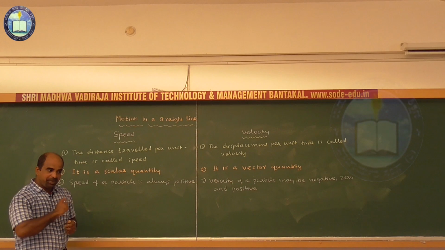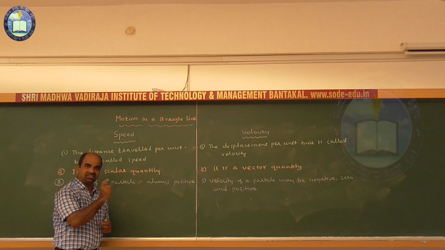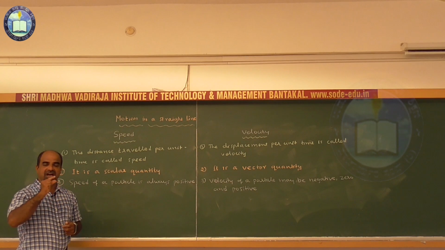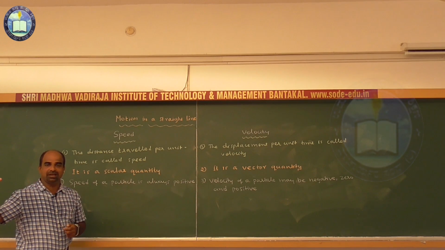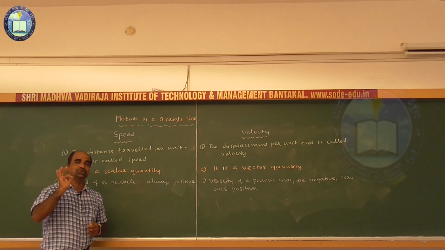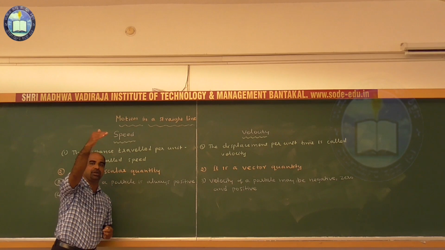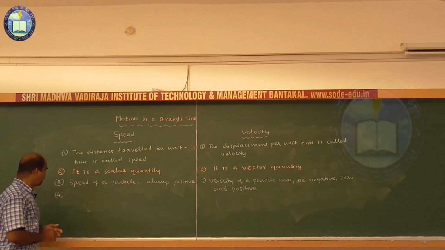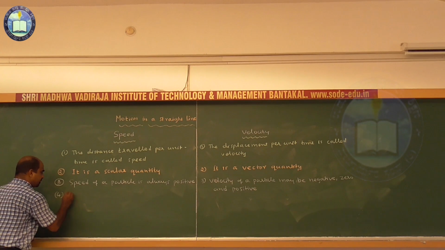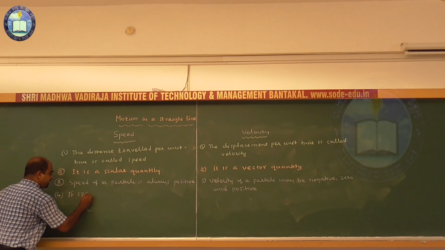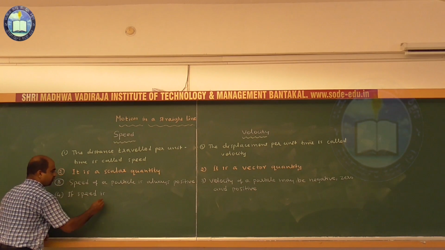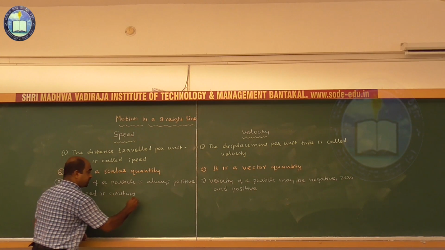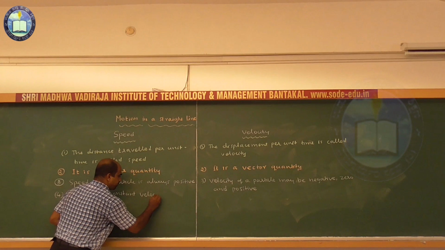Got it? Speed only gives an idea about how quickly the body moves or how slowly the body moves. Got it? Therefore, if speed is constant, velocity may not be constant.